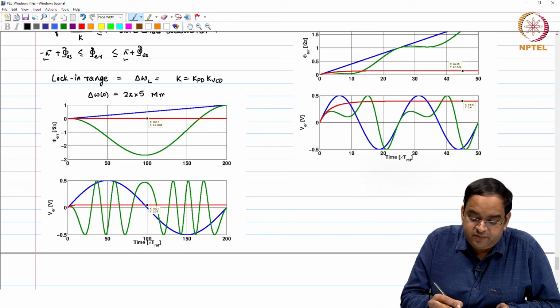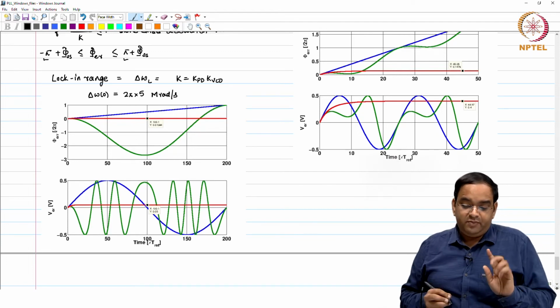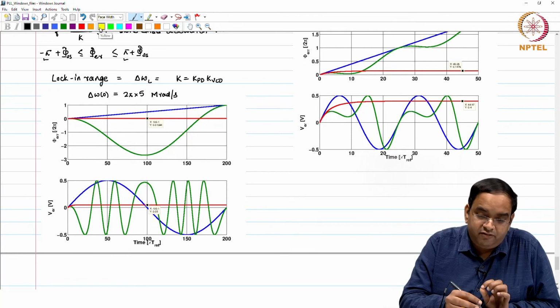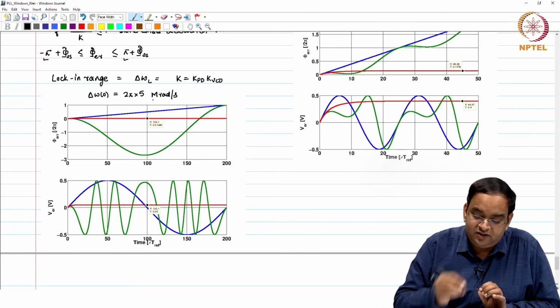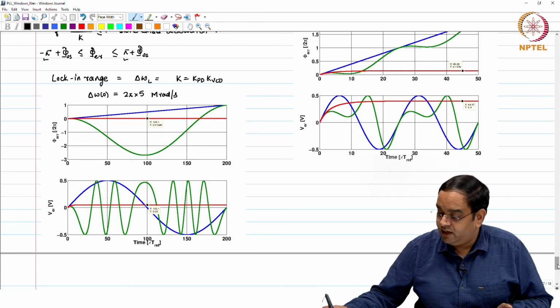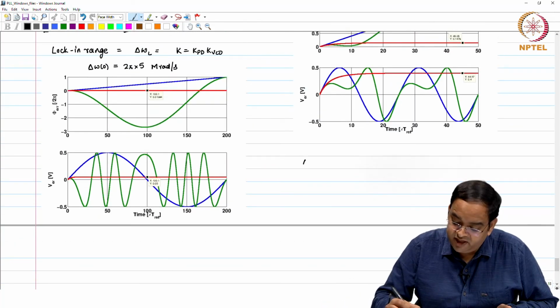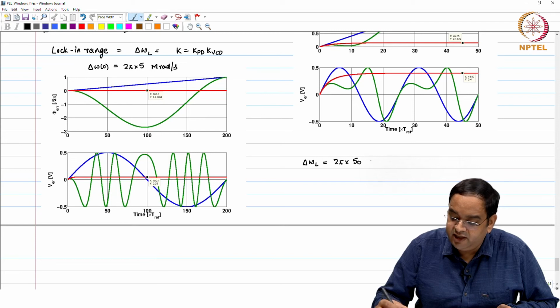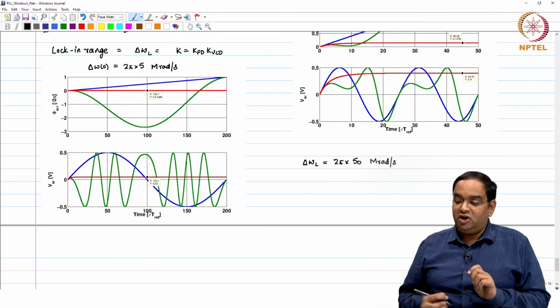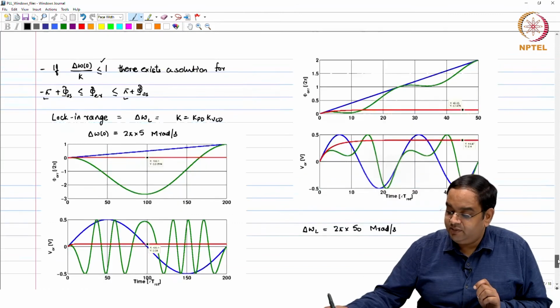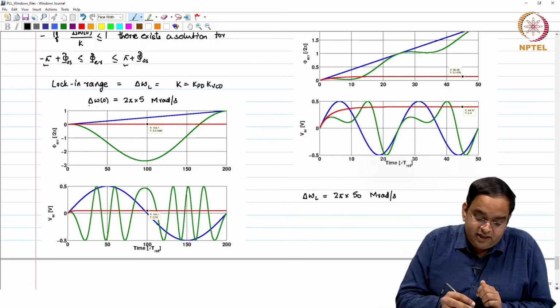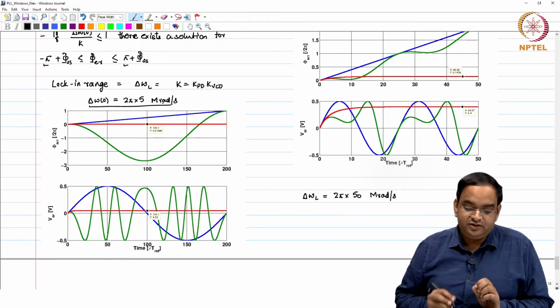Mega radians per second. So, the important part here is that the phase error is small, and in this particular example, I was using our lock in range delta omega L equal to 2 pi into 50 mega radians per second. This was the lock in range given by KPD into KVCO, and the initial frequency error was delta omega 0 into phi.